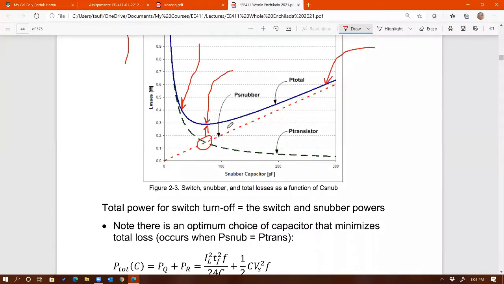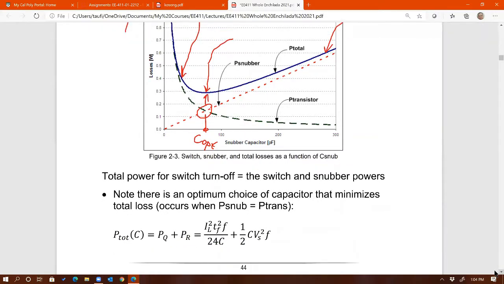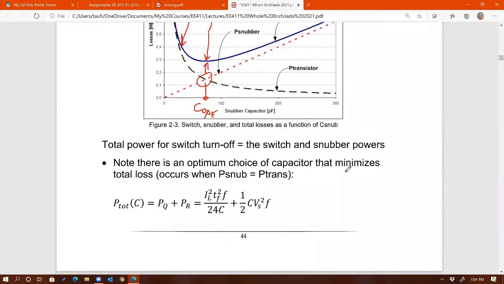But then it'll be nice to know this capacitor value. Let's call it C optimize. That'll be nice, right? Yes, from this picture you can get it from the Excel sheet. You can actually get that capacitor value. But what if you want to have an equation for this? That'll be even nicer, rather than using data and then plotting it into Excel. So that's why calculus is important for us here.